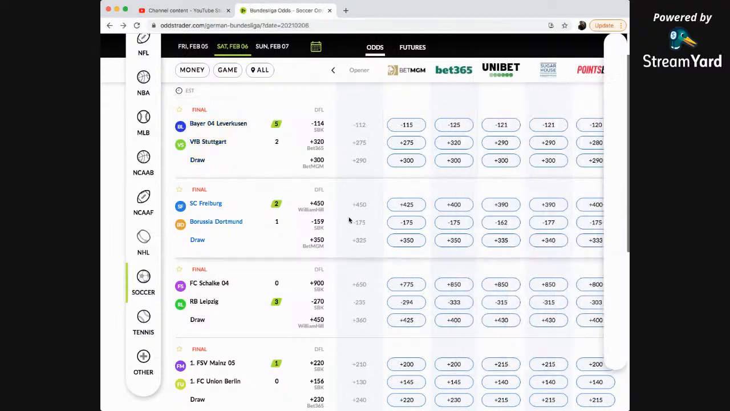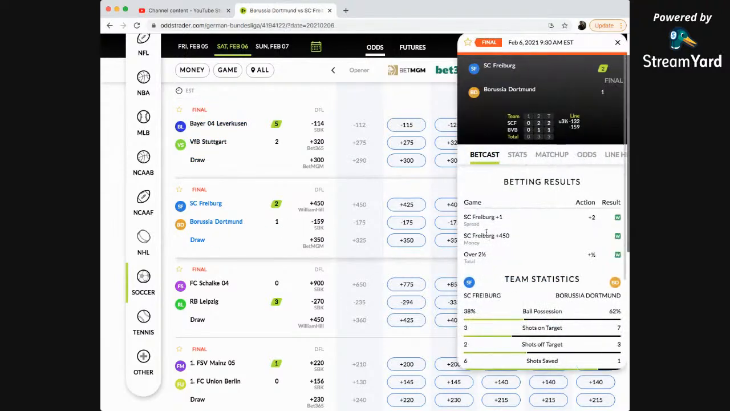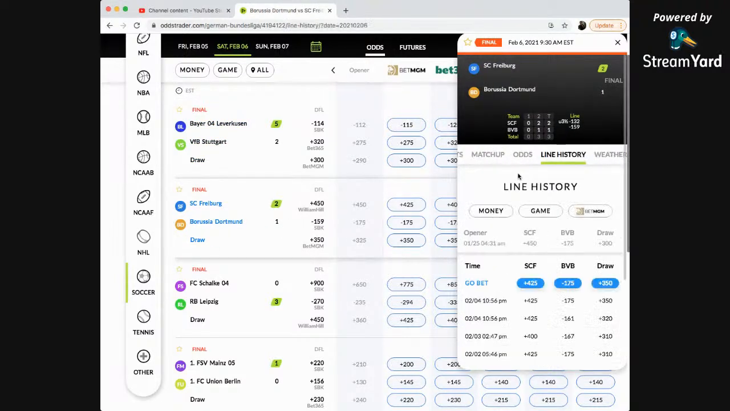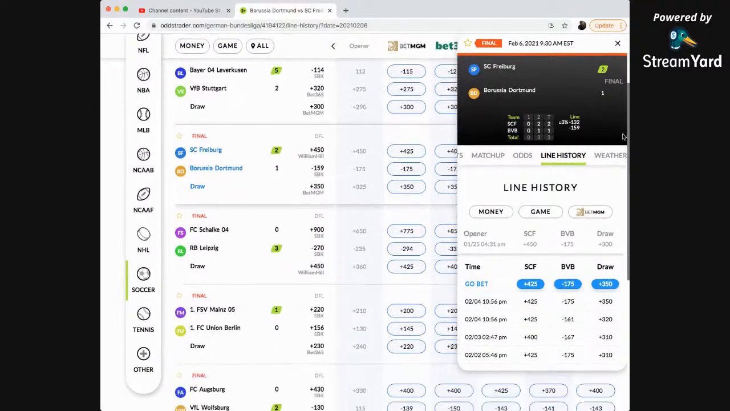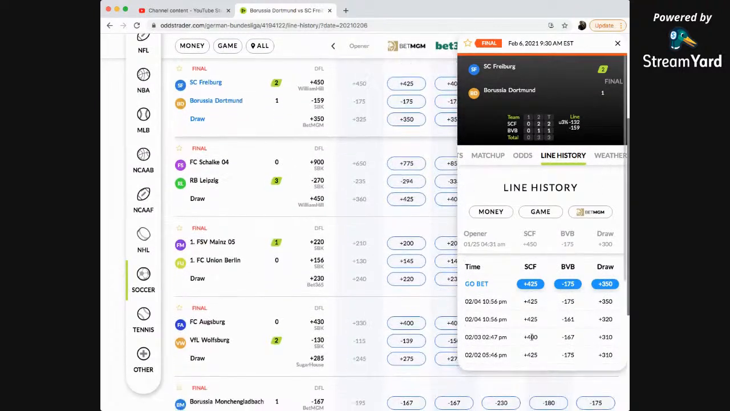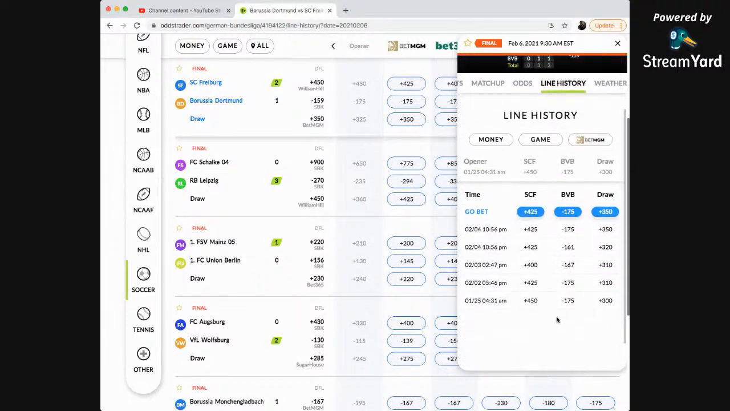Freiburg and Dortmund. I think I already know the results of this one. Yeah, this is going to be a big winner here, y'all. I already know this because I had a couple clients play this over the weekend. Okay, so we see here, or maybe not. Line opens at 450 and moves down to 425. That means they were getting money here, so they made the line less attractive.